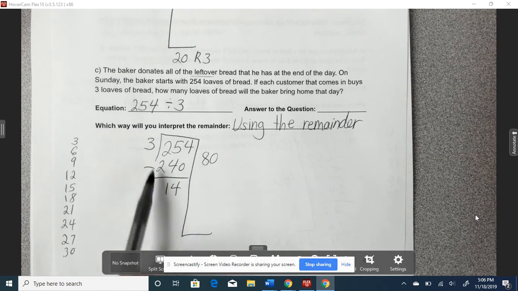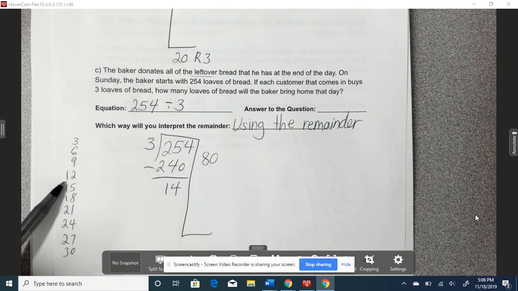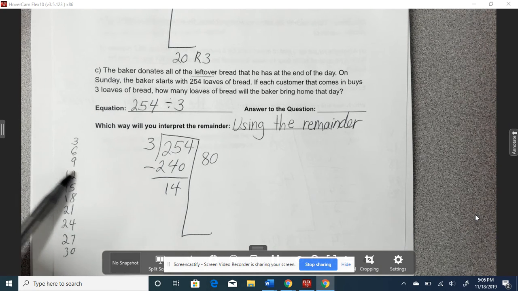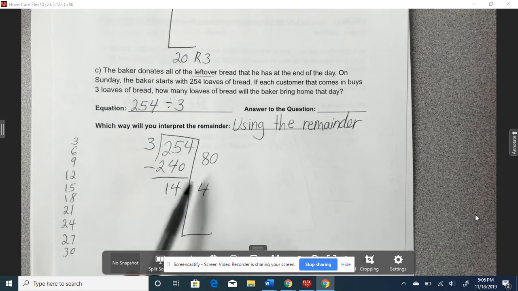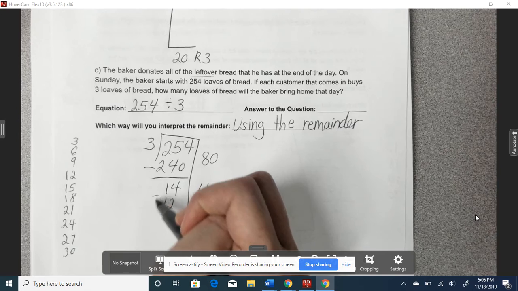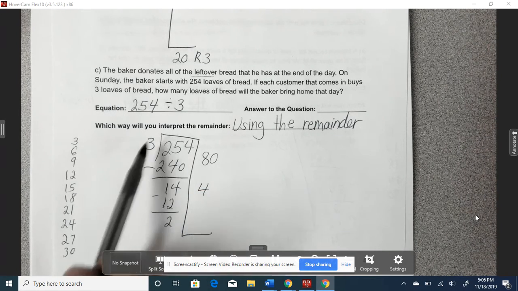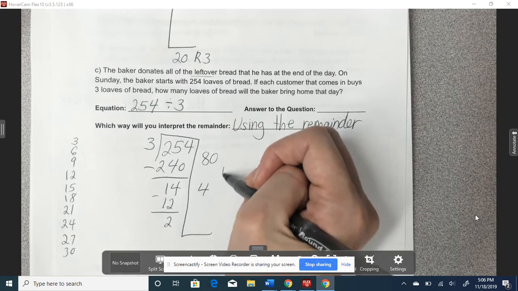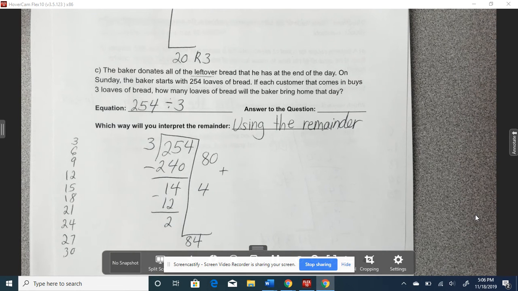We can't split 10s into 3 groups, but we can split 14 ones. Let's see which multiple is closest to 14 without going over. Oh, it's 12. So 12 is the fourth multiple of 3. So we're going to put 4 over here. 3 times 4 is 12. Subtract. We have 2 left over. Well, 2 is less than our divisor, which is 3, so 2 is going to be our remainder. We're going to add these up. We get 84.